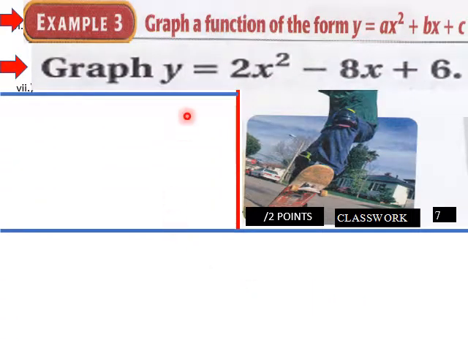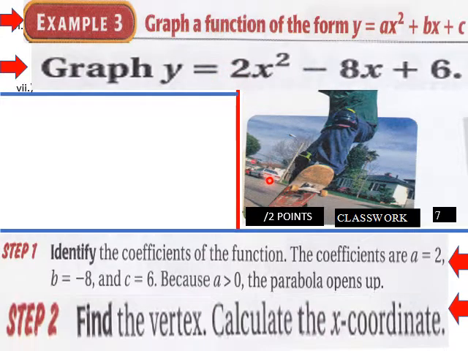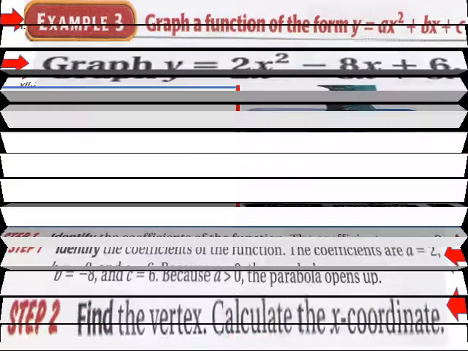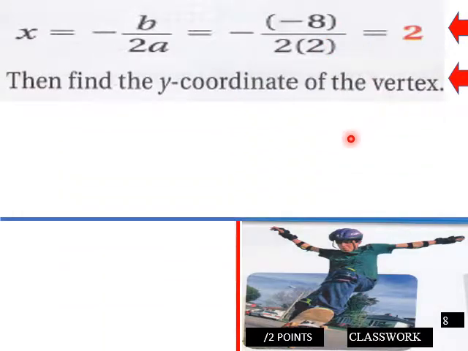So Example 3: graph a function like this. Let's graph this one. Identify the coefficients of the function: a is 2, b is negative 8, and c is 6. Since a is positive, the parabola opens up. The x coordinate of the vertex is negative b over 2a, so the negative of negative 8 over 2 times 2, and that would equal 2.